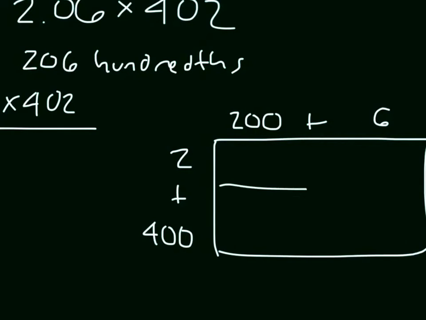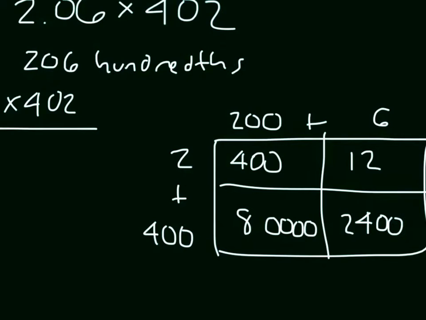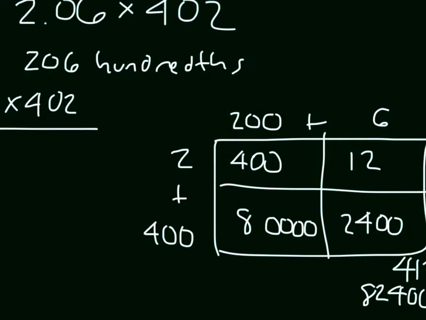2 times 200 is 400. 2 times 6 is 12. 200 times 400 would be 4 zeros, and then 2 times 4 is 8. And then 400 times 6 is 2,400. 80,000 plus 2,400 would be 82,400. And then adding across, 400 plus 12 is 412. Adding those two together, I would get 82,812.